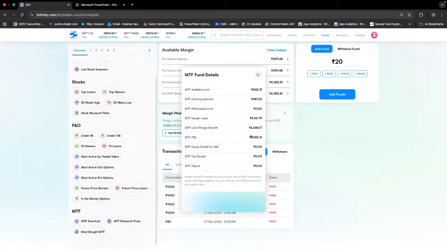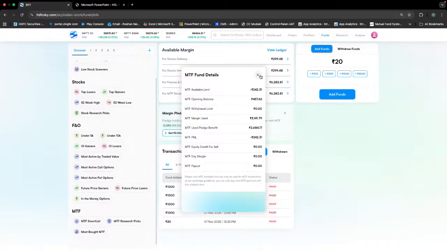Right. What is MTF PNL? Did I sell MTF equity trade for sell? Basically means if I have sold any MTF stock today. MTF opening balance. Right? Available limit is negative because one of my positions is negative. So that's why it shows negative. And as you can see, my MTF is completely funded by the pledge margin. I have not brought in any additional cash. That's why this withdrawal limit is 0. Right? So I have taken MTF using completely pledge.